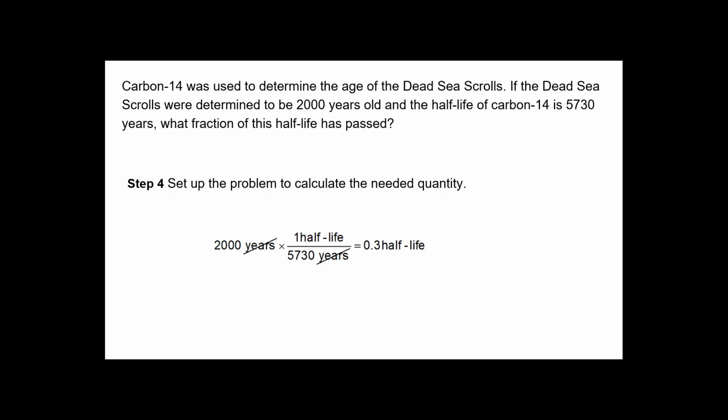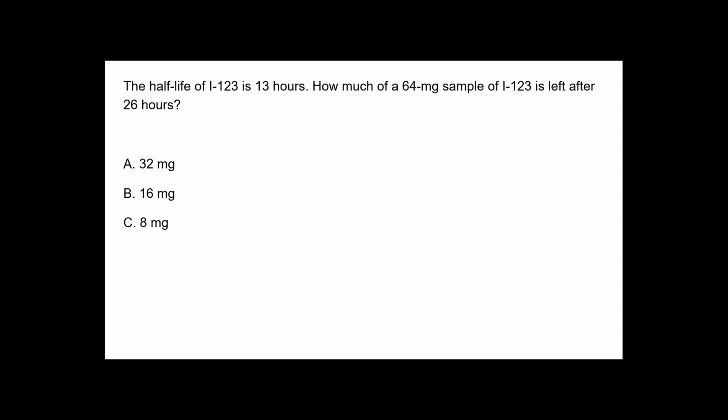I don't like that they left this answer like this. Remember, if you times this by 100, it's 30%. So 30% is what has passed in this half-life based on this problem. So I really don't like that they left it 0.3 half-life, but that's what they did. But times 100, 30%. 30% of that fraction has passed.